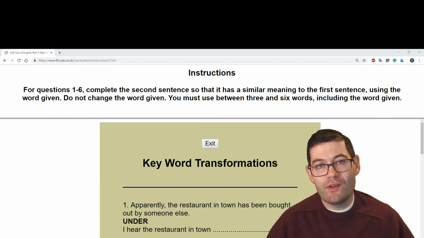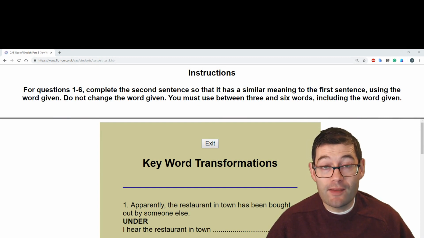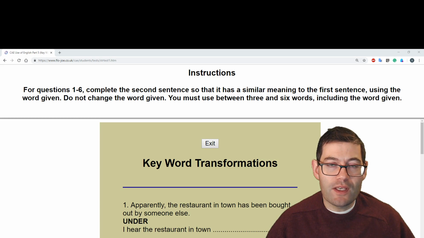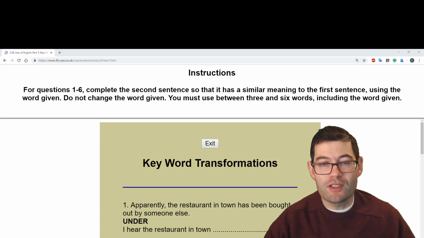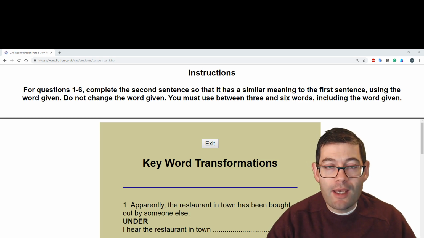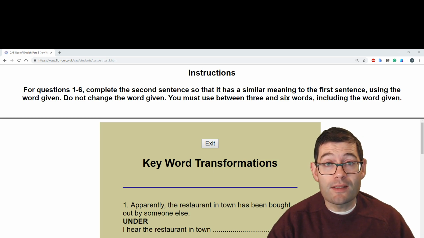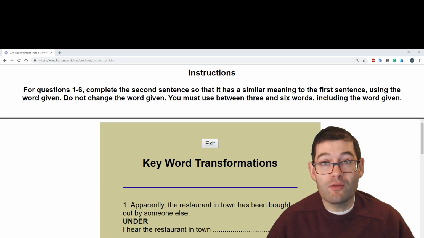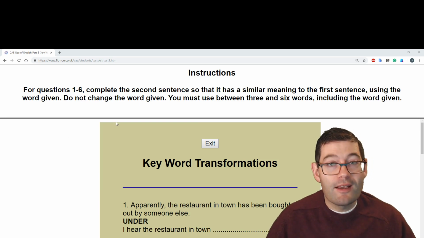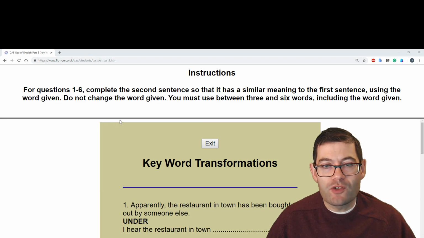Today I'm going to have a look at the CAE Advanced Use of English question 4, which is the keyword transformation. I'll tell you what the answers are and I'll walk you through why the answers are the answers. But before we start with that, just a few things to go through, housekeeping if you will. Just the rules of how to do this keyword transformations exercise.